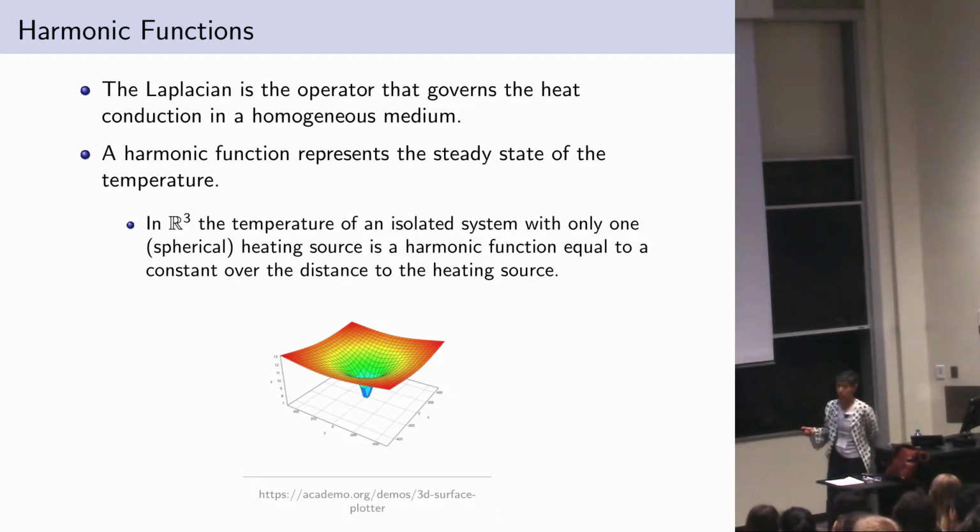Imagine I'm in R3, and I have a heat source here at the origin, an infinite heat source, and I'm interested in seeing what happens to the heat. So this is the picture of the heat, and what you are seeing here is a function that depends radially, inversely on the distance to the origin. It's 1 over the distance to the origin.